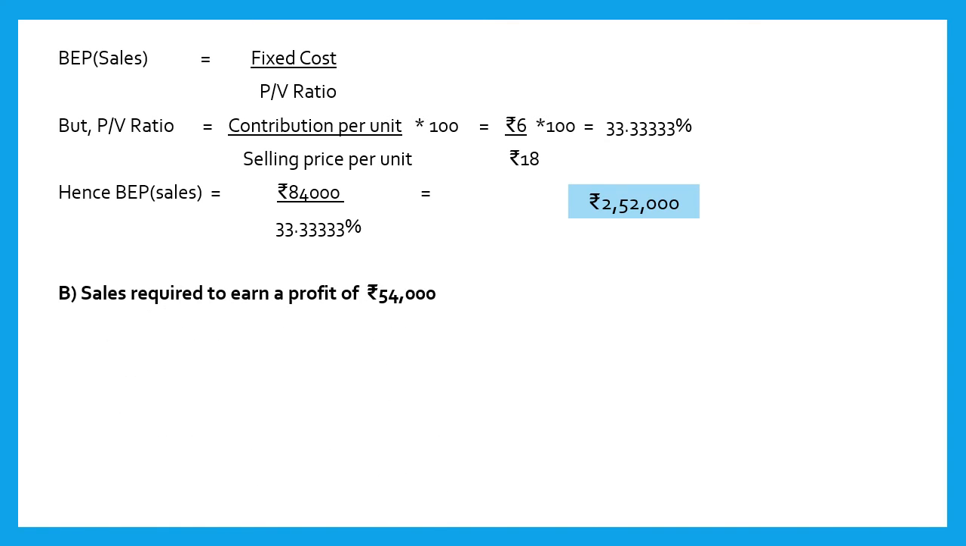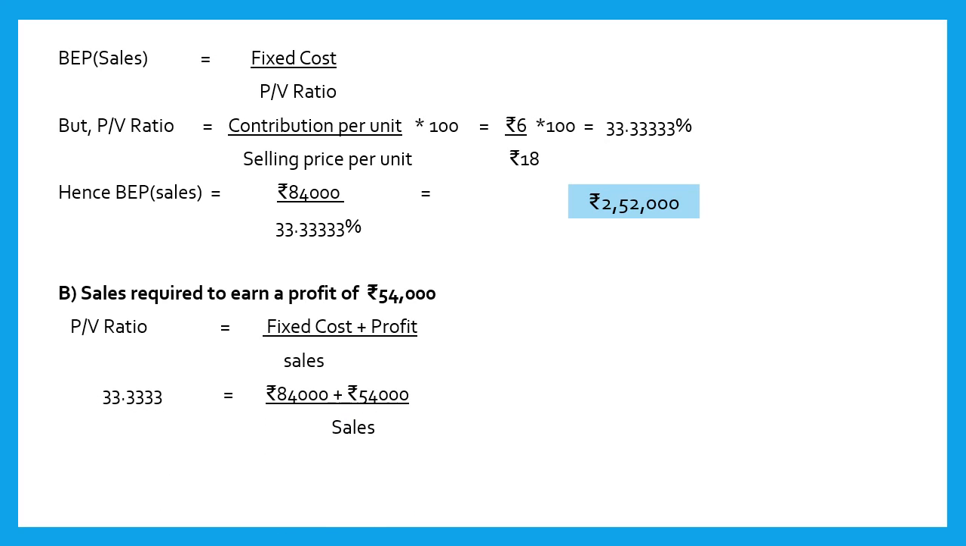Okay. Now let's calculate the second question, which is sales required to earn a profit of rupees 54,000. As we know, in case of PV ratio, the formula is contribution upon sales. We can say that contribution is equal to fixed cost plus profit. So instead of using contribution, we can use fixed cost plus profit as our contribution. Hence, the formula will be fixed cost plus profit upon sales.